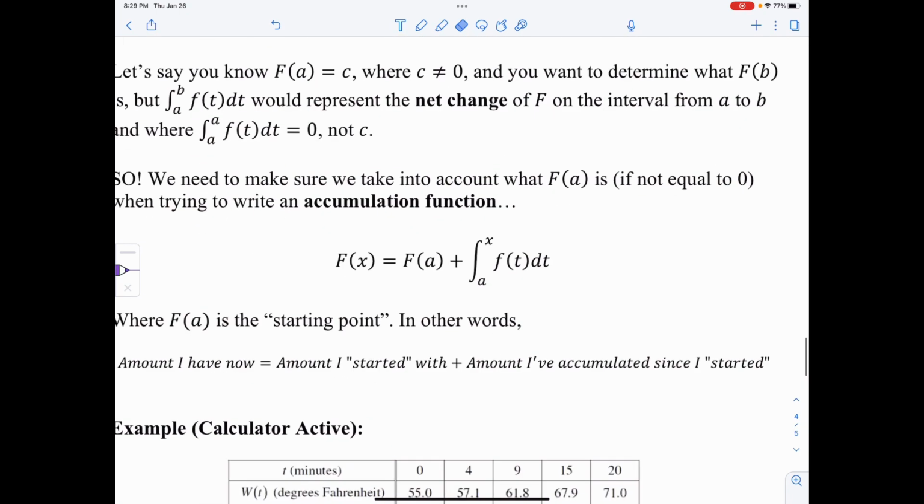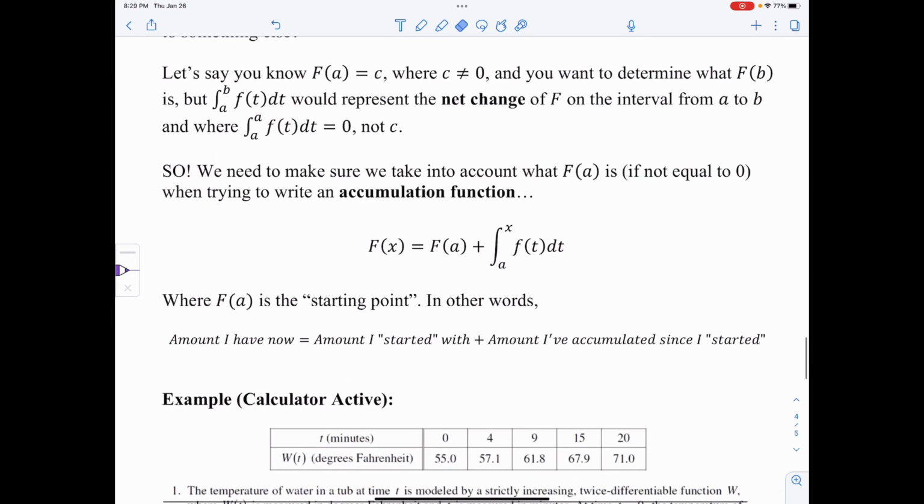In other words, we can think of the accumulation function as the amount I have now equals the amount that I started with plus the amount I've accumulated since I started.